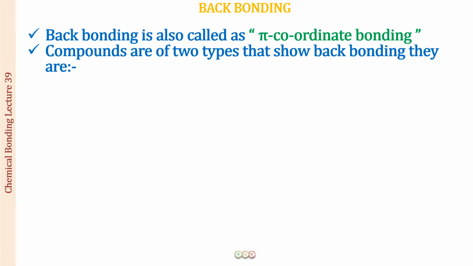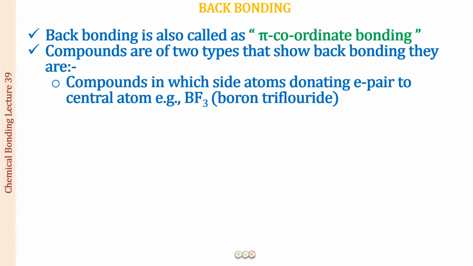Now the compounds can be of two types when they show back bonding. The first type of compounds are those in which the side atom donates the electron pair to the central atom. For example, in the case of the BF3 molecule that we studied in the last lecture, it is fluorine, a side atom, which contributes the electron pair for the formation of the back bond.